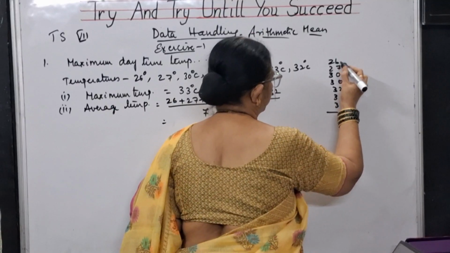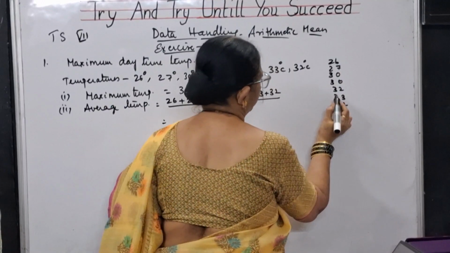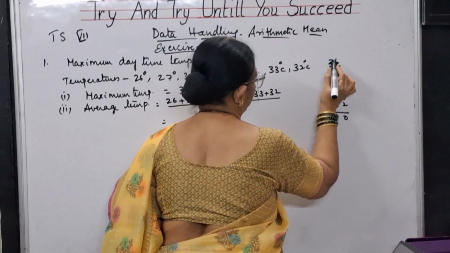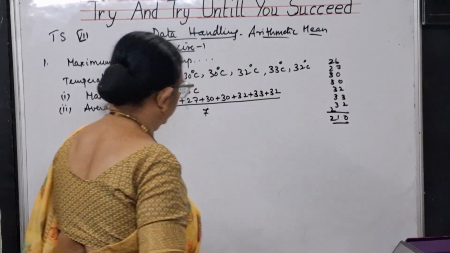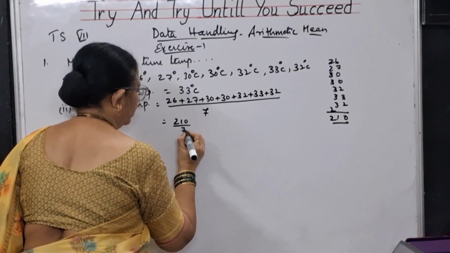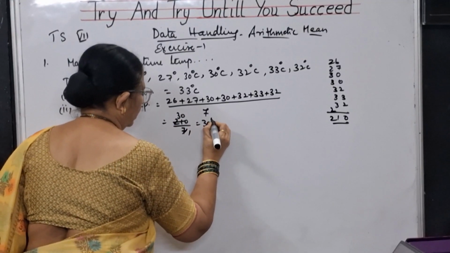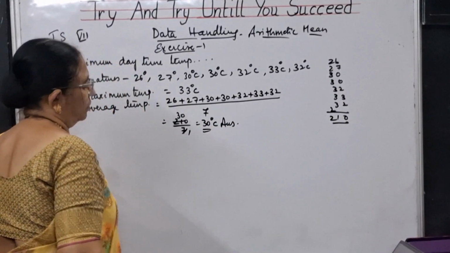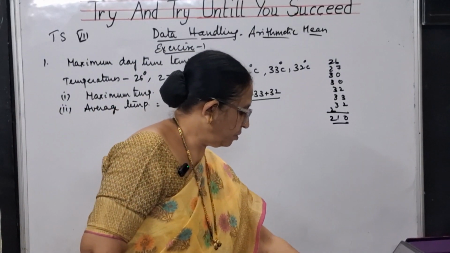Adding them up, you get 210 degrees. So 210 by 7, 7 threes are 21, so 30 degrees centigrade is the mean. This is the answer for the first one, children.